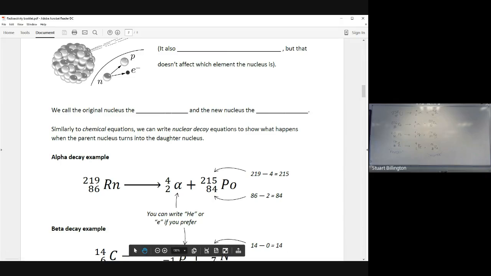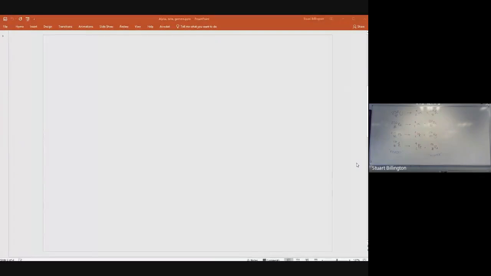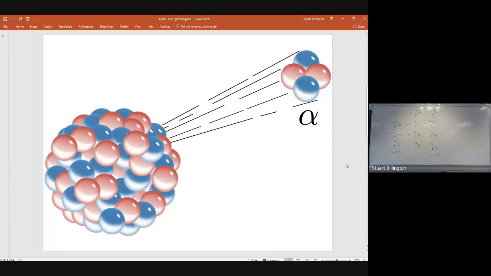So let me switch windows. Okay, that's the picture that we had for an alpha particle. We're on the screen now. Don't worry about the board. And you can see that there is a whole bundle of protons and neutrons, and then 2 of the protons and 2 of the neutrons left. And that's nice and straightforward for the alpha particle.